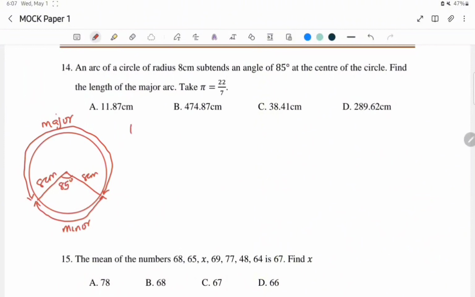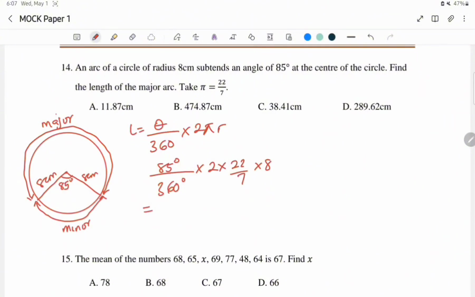And the formula is L is theta over 360 times 2 pi r. So if we are going to use 85 degrees, that means we are looking at the length of the minor arc. So 85 degrees over 360 degrees times 2 times 22 over 7 times 8. And that will give 11.873 centimeters.